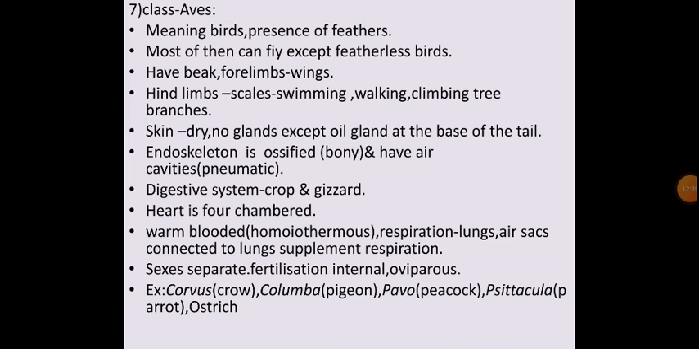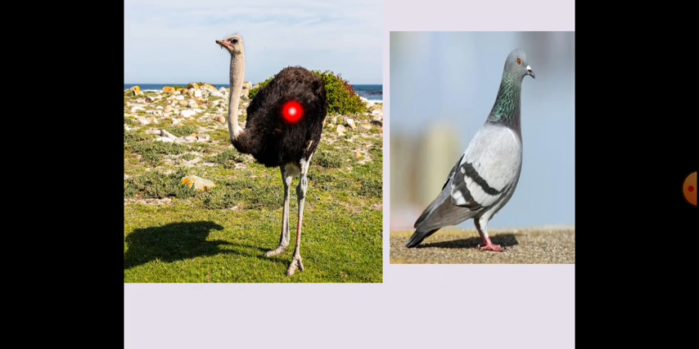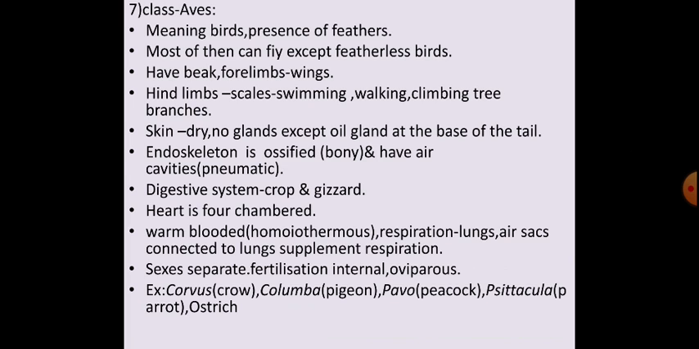They have feathers, and most birds can fly, except the flightless bird. That one bird is the ostrich. This bird cannot fly. It has feathers, but cannot fly. The special feature of birds is that they can fly, but the ostrich cannot fly. Birds have a beak, 4 limbs and wings.